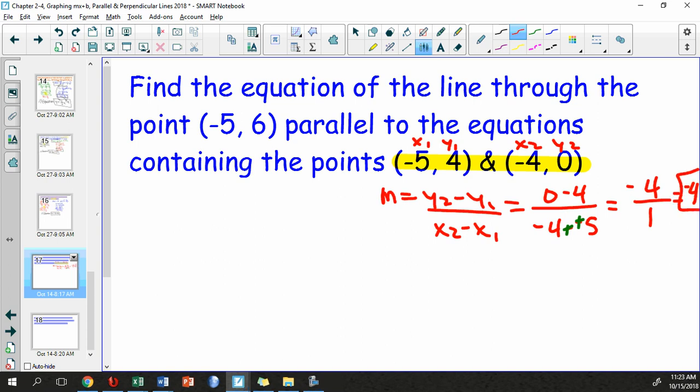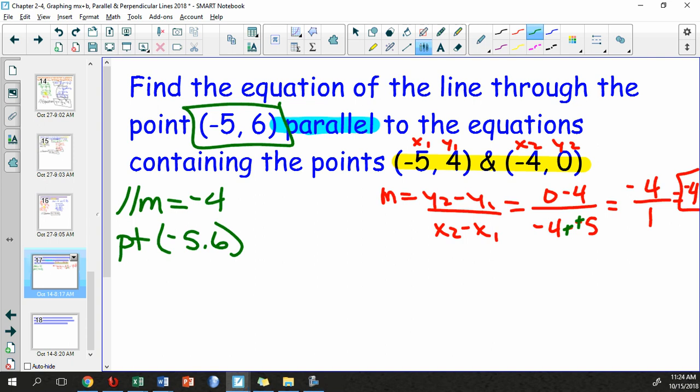Now, what type of line do I want? Go back to the directions and look for what it says. It says it wants a parallel line. So if I want a parallel line, I need a parallel slope. So what's my parallel slope going to be? The same. And I'm going to use the point, what? -5, 6, which is right here inside the directions. Correct? And I'm going to go back to mx plus b.